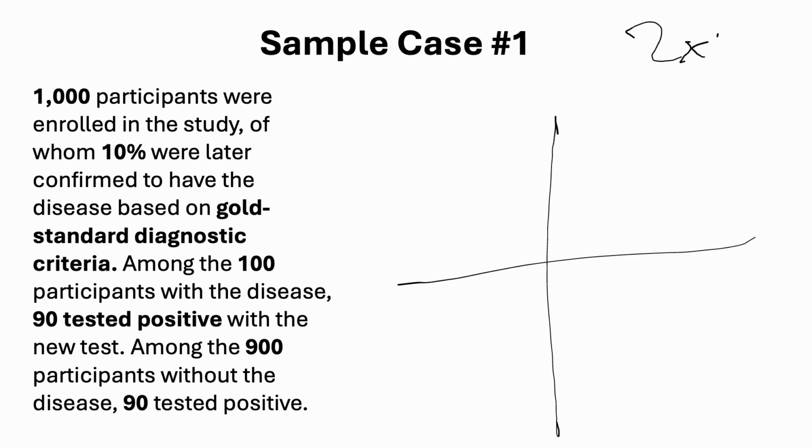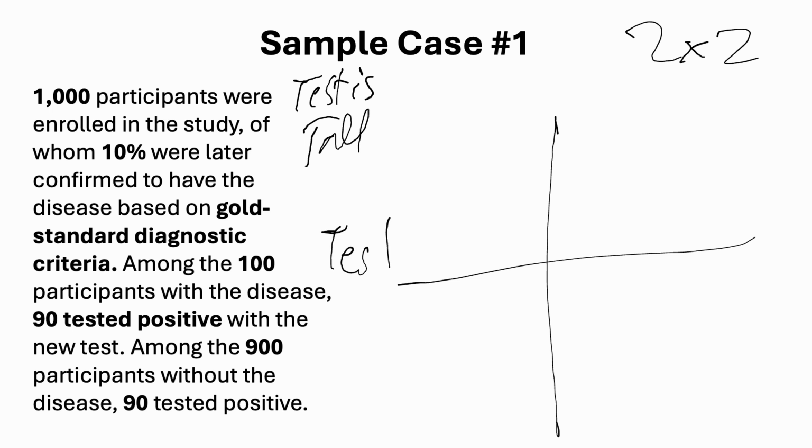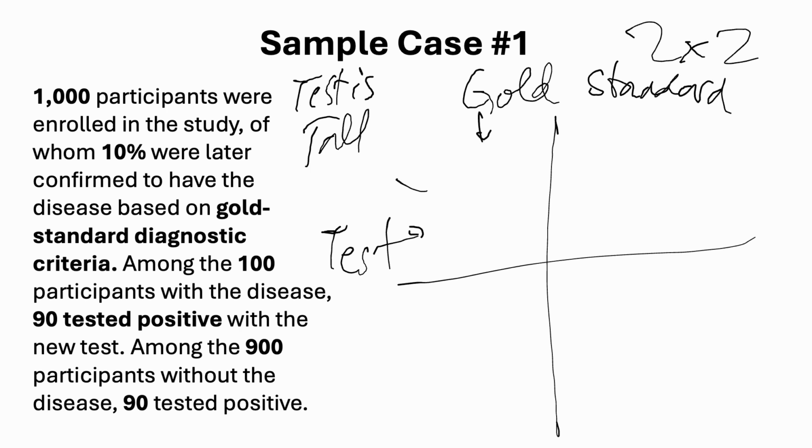So our 2x2 table, on the y-axis, I always remember, test is tall. So this is where our new test is, and this is where our gold standard is. So what goes in this left column? This would be positive, negative. So this would be our true positives here on the top left quadrant. Of our true positives, there are 90 that tested positive that also had the disease. So our true positives is 90.